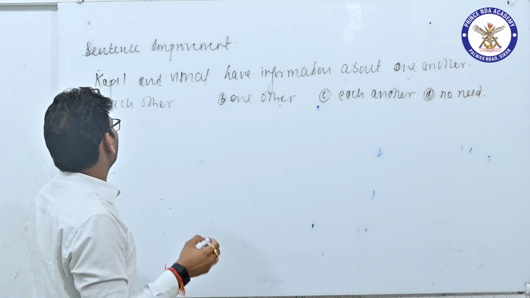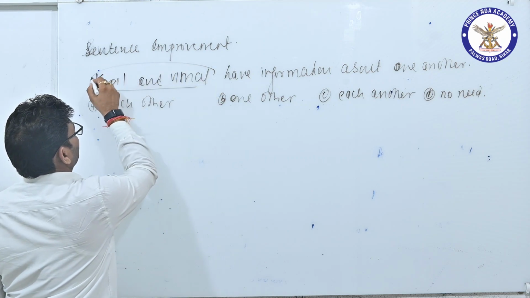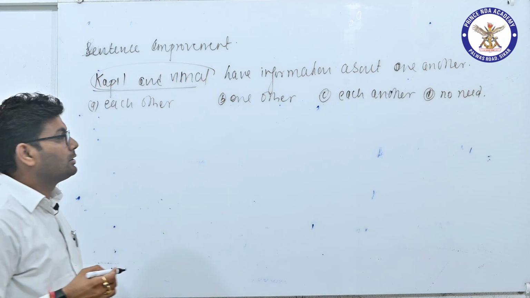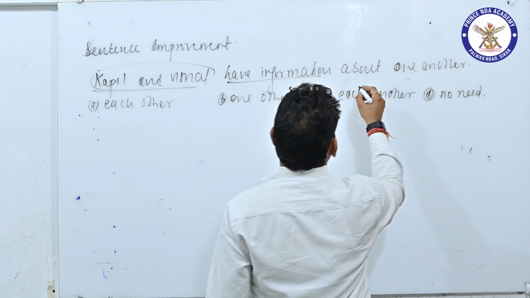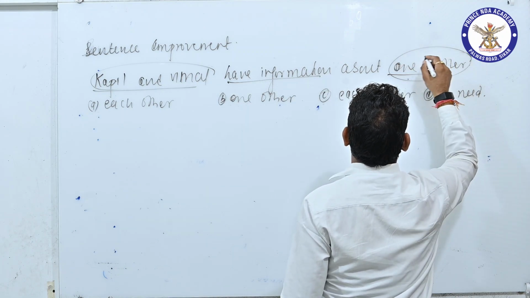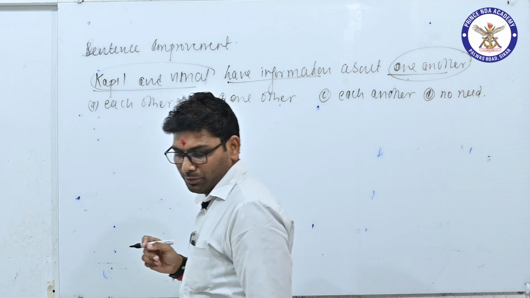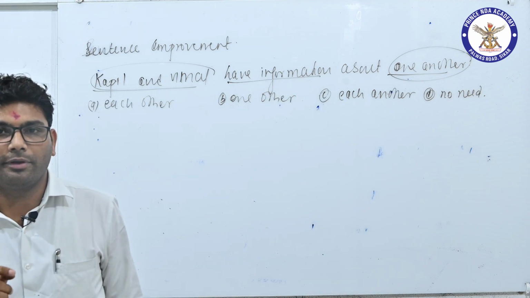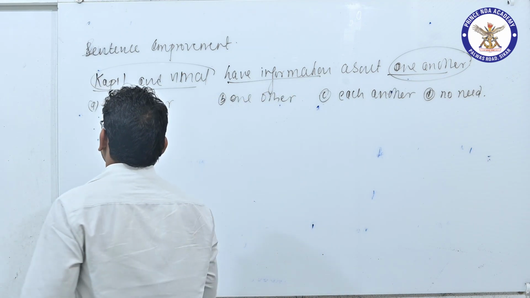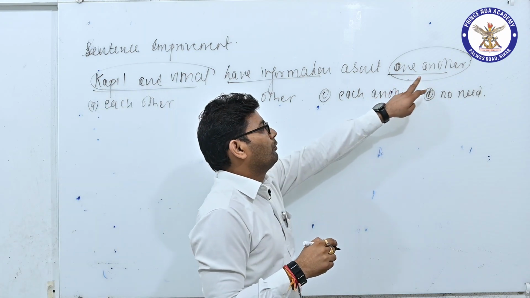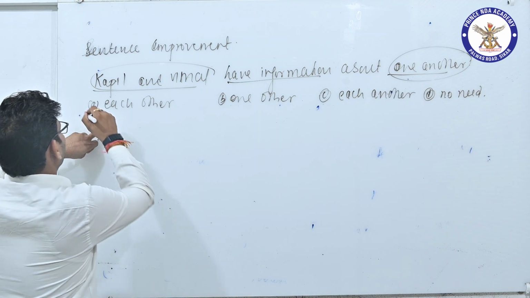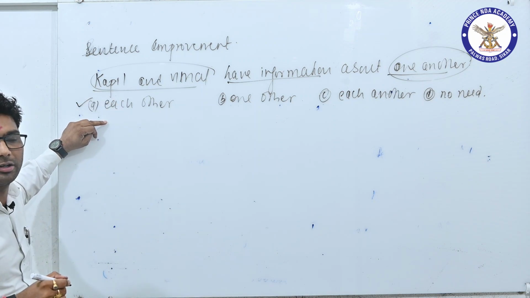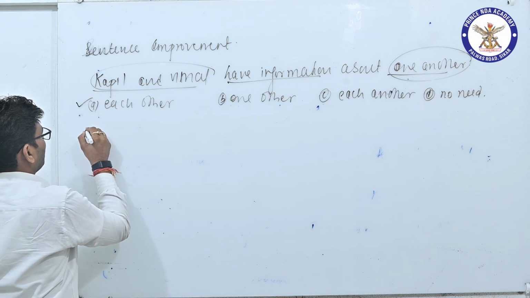So think, the subject here is Kapil and Vimal. Have information about one another. So the words one another have been used wrongly, because we remove one another and use each other. So option A would be correct. Next sentence.